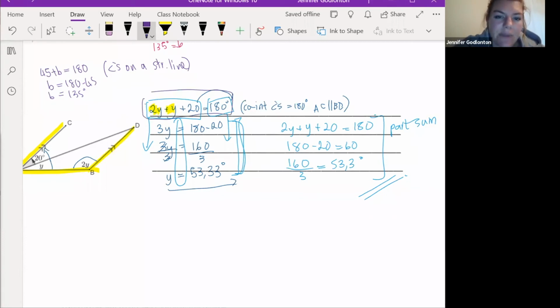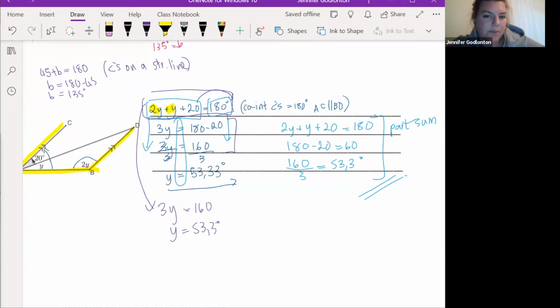So I could jump straight from that line to 3y is equal to 160, and therefore y is equal to 53,3. I could jump to that step and miss these two, but I wouldn't be able to write it as part sums.